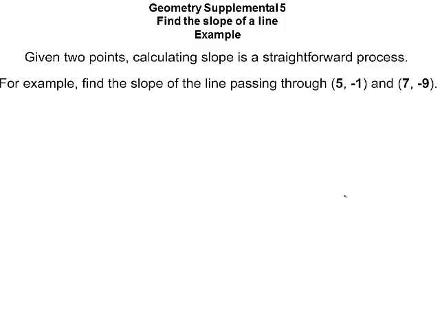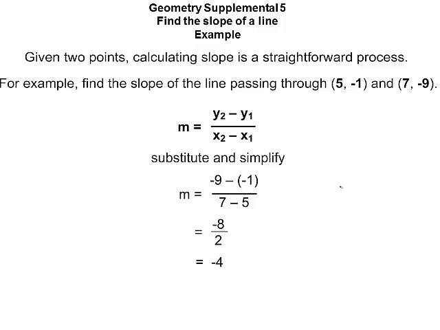All right, given 2 points, we're going to use the slope formula, and we're going to substitute and simplify. So we want to call this x1, y1, x2, y2. So y2, which is negative 9, minus y1, which is negative 1. Two negatives are positive. So this is negative 9 plus 1 over 7 minus 5.